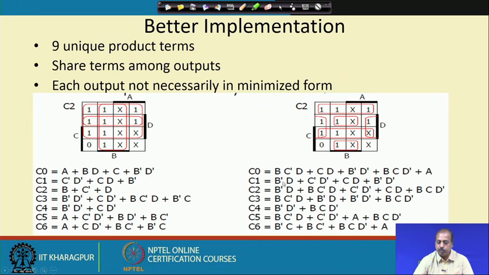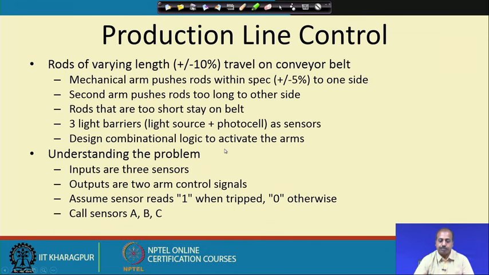So, for example, this B bar D is there in C 1 also, C bar D, the B C bar D is there in C 0 also, C bar D bar is there here also, C D is also there, and then B C D bar is also there in C 0. So, as a result more number of terms are getting shared. So, using only 9 unique product terms, you can realize all the functions C 0 to C 6. Okay. So, that can be done.